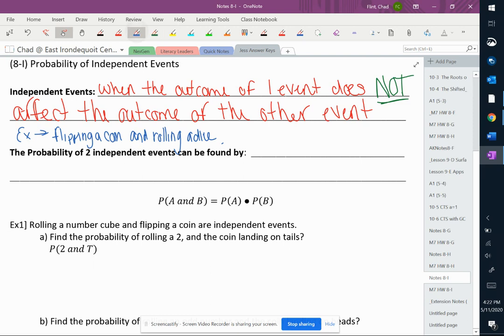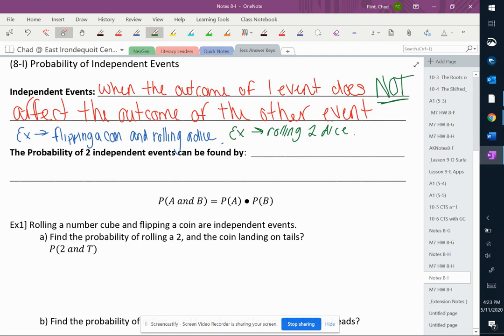Another example could also be rolling 2 dice. Because even if I'm rolling the same dice twice, whatever happens the first time I roll that dice has no effect on rolling the dice again. Just because I roll a 1 the first time doesn't mean that I can't roll a 1 again the next time. So those events are independent. They have no effect on each other.